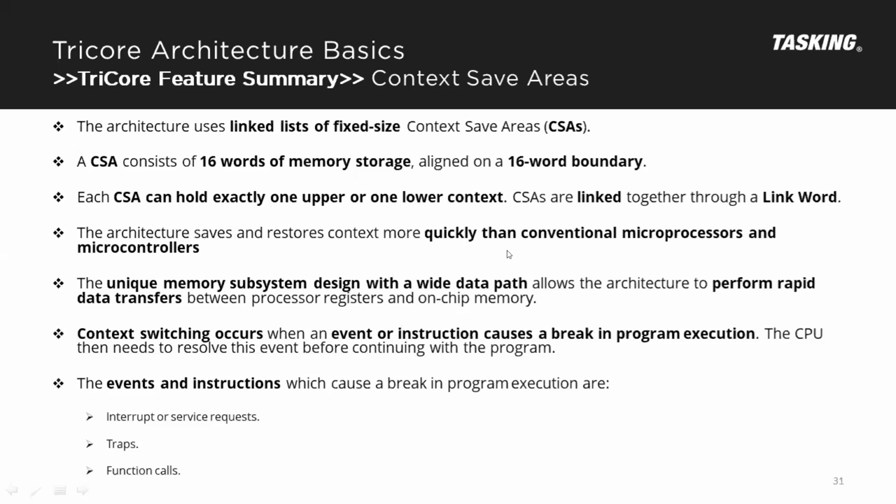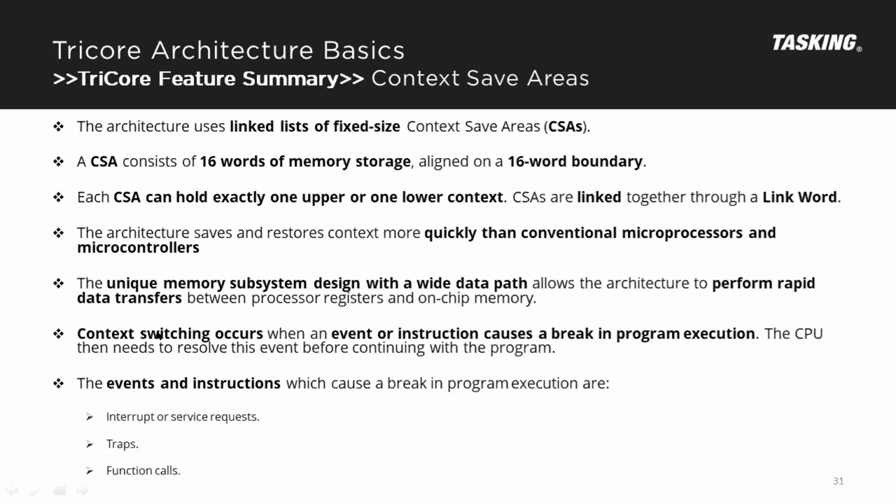context save areas. And again, the architecture saves and restores the context more quickly than other microprocessors, because of the hardware intervention when it comes to context save area switching. It also uses a wide data bus, and this definitely provides rapid data fetching between the processor registers and the memory.